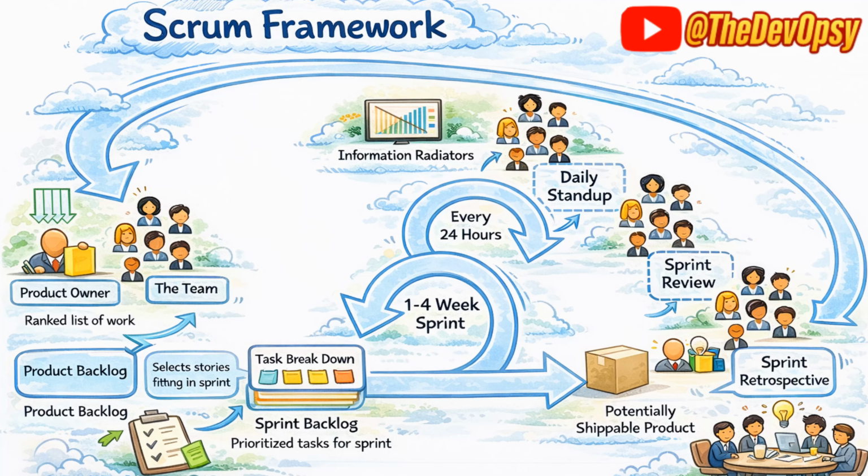If you can see my cursor here, a ranked list of work. We'll talk about what is product backlog. Here is the team, and then we break down that product backlog into some items, which is called sprint backlog. And then we work on these items within an iteration of 1 to 4 weeks. You can choose weeks or sprint. Sprint is nothing but an iteration where you have to complete your tasks. Now it could be 1 week, it could be 4 weeks.